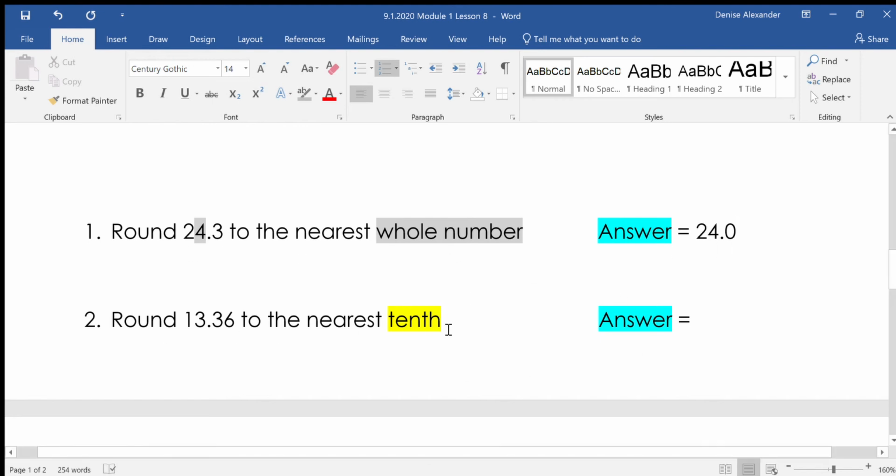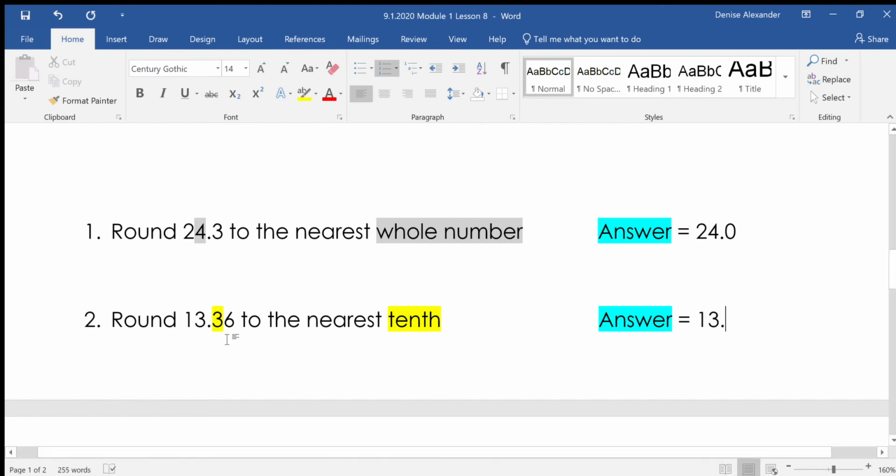So we're going to round to the nearest tenth. And remember the place value chart. We learned that the tenth position is one place behind the decimal. So we're rounding 13 and 36 hundredths to the nearest tenth. 3 is my tenth. So I'm going to go ahead and quick write my 13 in my answer.